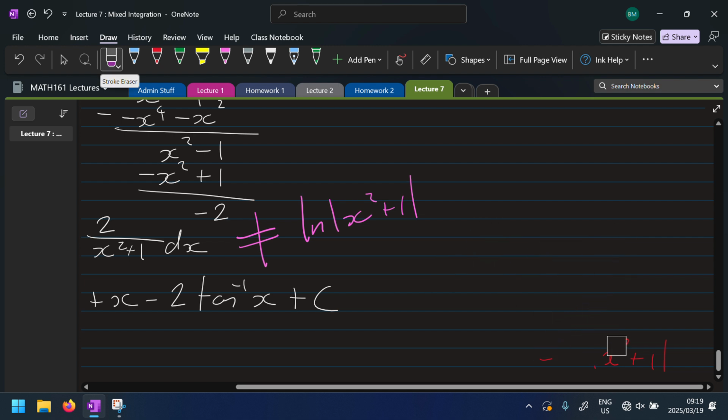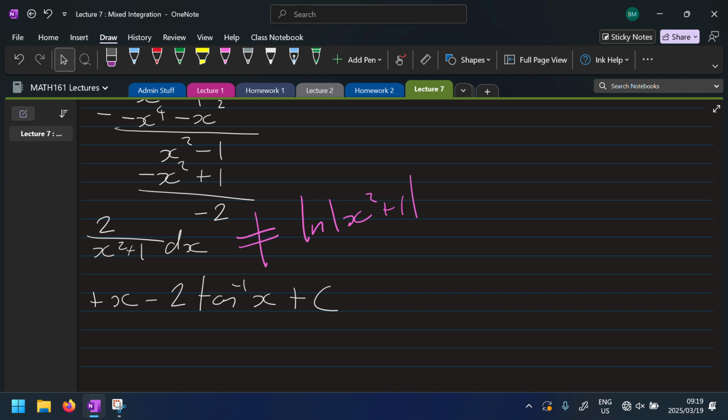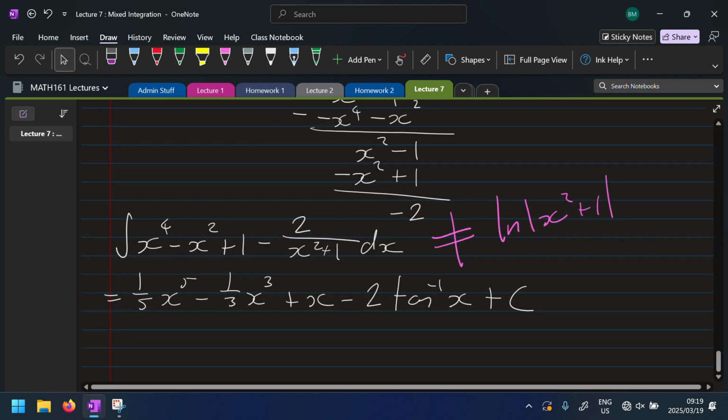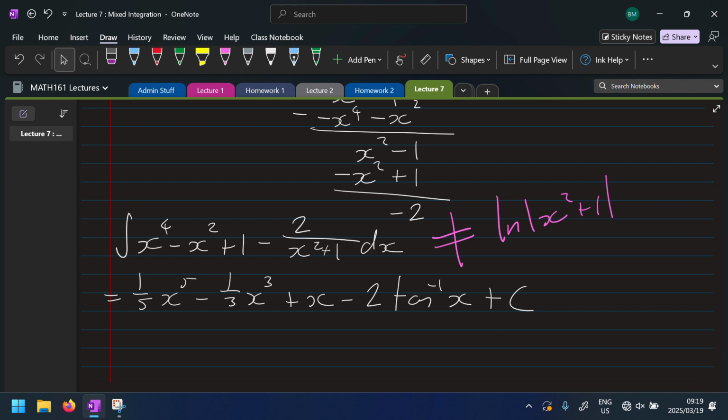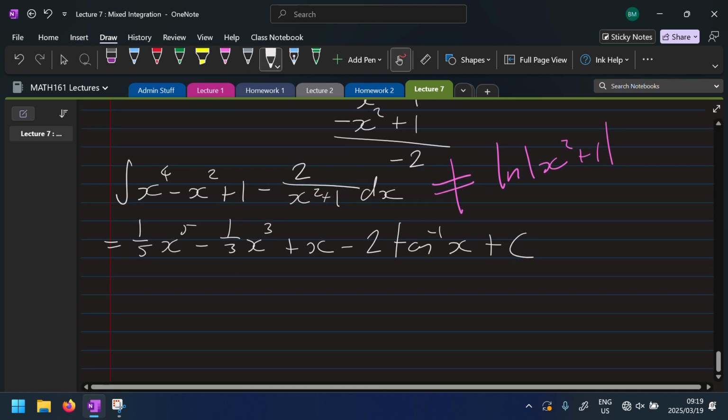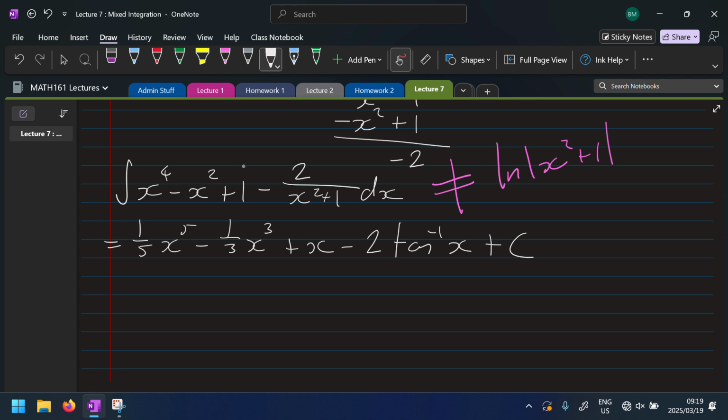I saw that quite a lot in the quiz. There were questions with 1 over 1 plus x cubed, and you wrote down natural log of 1 plus x cubed. With 1 over 1 plus x squared, natural log of 1 plus x squared. You just put natural log for everything. Don't do that. I'm just going to mark it wrong and move on. You're not even going to get part marks for that. If you're writing that, it's just straight 0. Any other questions on this one?